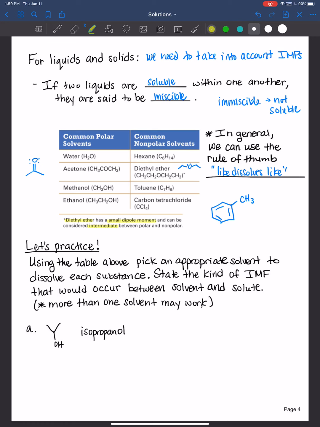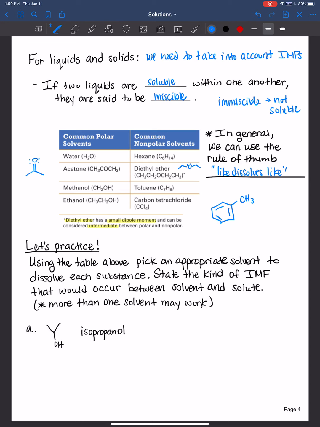So let's practice this. In this portion of this video, I'm focusing mainly on intermolecular forces. I did introduce entropy to you, and we'll discuss that a little bit more later. But intermolecular forces are going to give you a good idea if something will be soluble or insoluble. So, using the table above, let's pick an appropriate solvent to dissolve each substance. We're going to state the kind of intermolecular force that would occur between solvent and solute. And remember that more than one solvent may work.